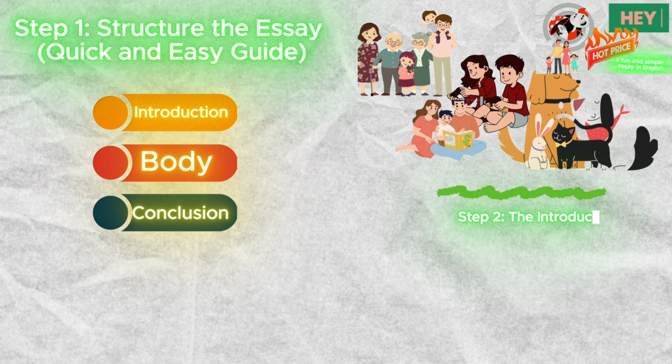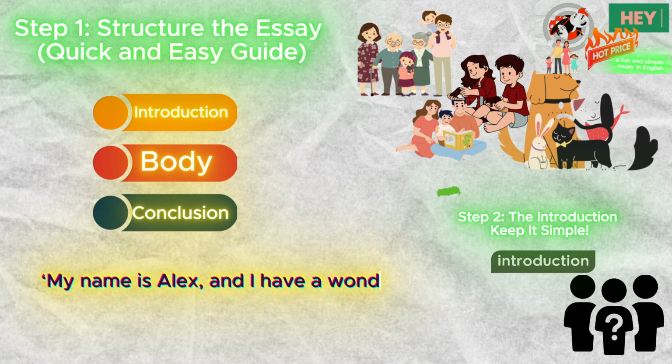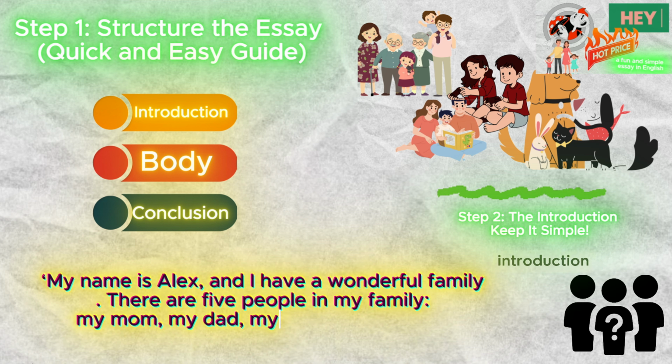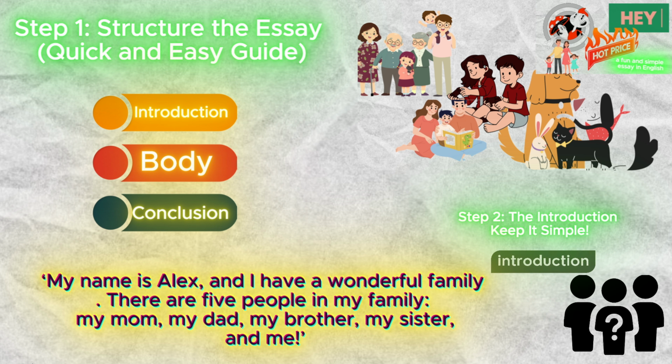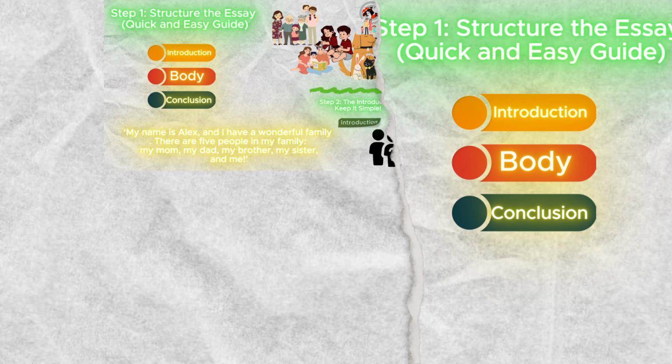Step 2. The introduction. Keep it simple. In the introduction, you just want to tell the reader who is in your family. Don't worry, it's super easy. Here's an example. My name is Alex, and I have a wonderful family. There are 5 people in my family. My mom, my dad, my brother, my sister, and me. See how simple that is? You can even include your pets if you have any. This introduction is clear and gives your reader an idea of who you're going to talk about.